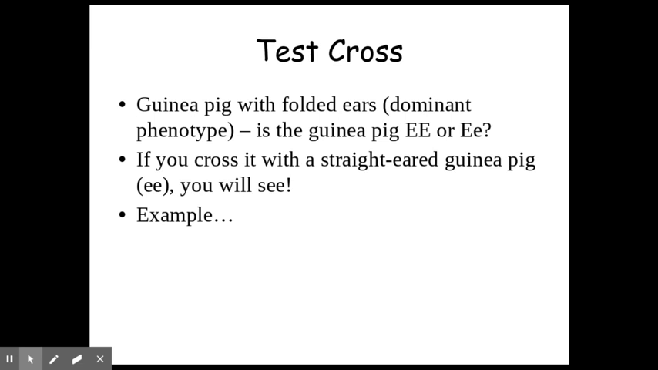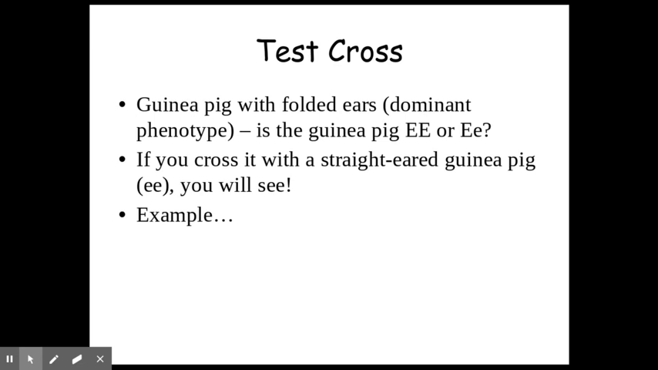But if you took the big E little e and you crossed it with little e little e, then you would have a 50% chance of having those particular traits. So if you had E's that had the folded ears and you had the straight ears, and half of your guinea pigs were straight ear and half of your guinea pigs were folded ears, you would know that you would have the heterozygous dominant trait, which is big E little e.